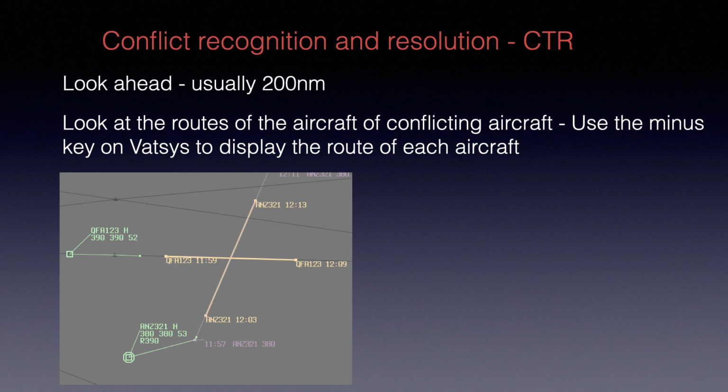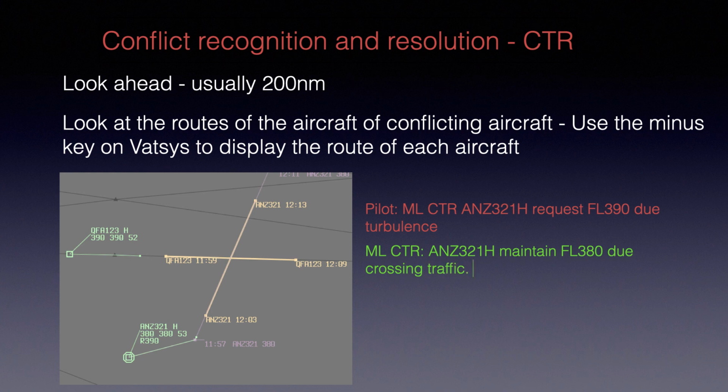And you can see for Qantas, the conflict starts for him at 11:59, it ends at 12:09. So the pilot may say something like, "Melbourne Centre, Air New Zealand 321 Heavy, request flight level 390 due turbulence." Now after you've initiated this tool and had a look at the conflict, you could say something like, "Air New Zealand 321 Heavy, maintain flight level 380, due crossing traffic, expect further climb time 13."